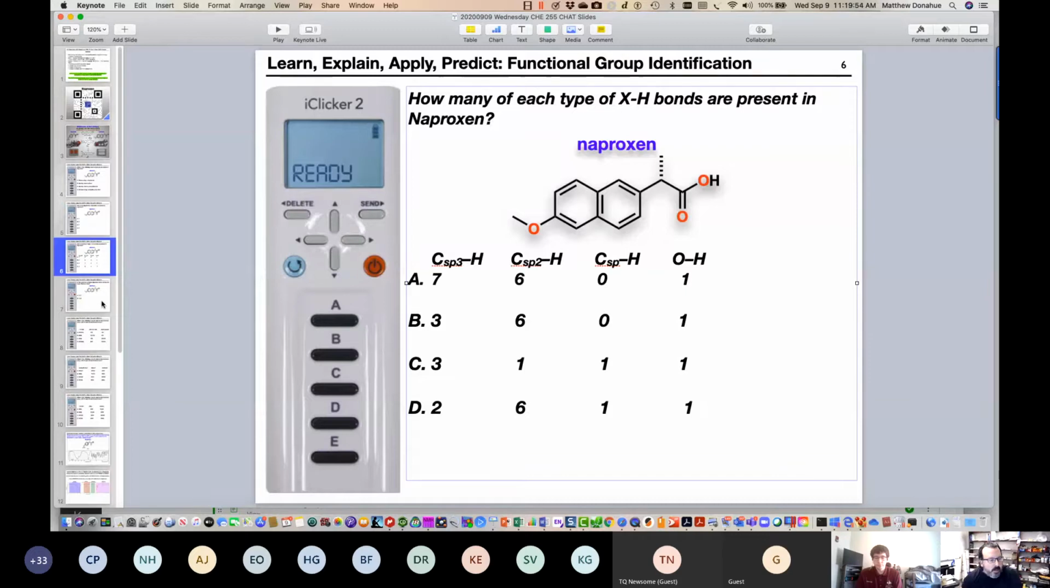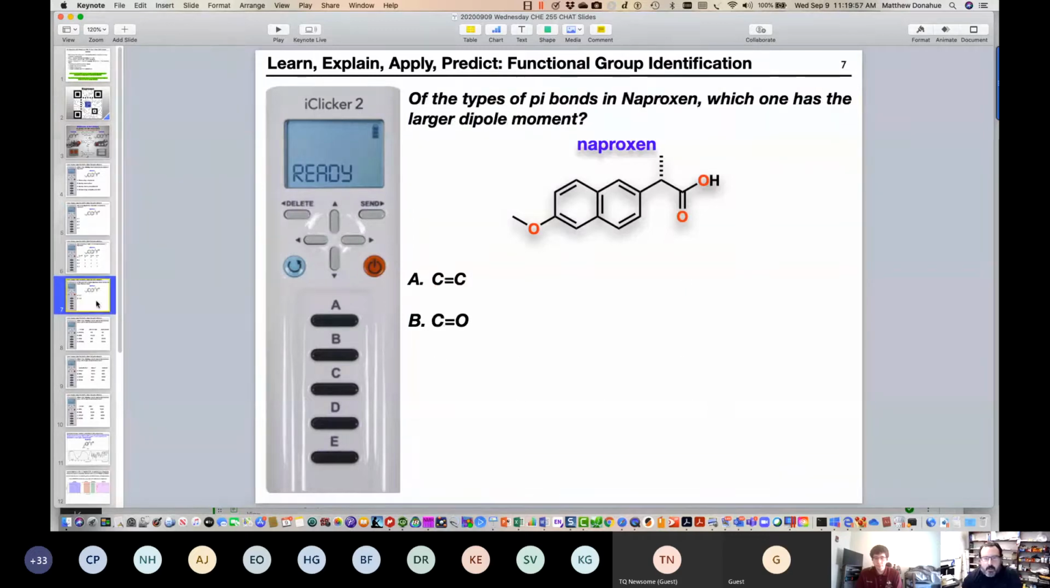So let's go on. We'll do one more question with naproxen here. So of the types of pi bonds in naproxen, which one has the larger dipole moment? So yeah, the correct answer is B as in boy, so the CO pi bond. So what is the reason for that? Why is the carbonyl group, as it's called, the CO pi bond, why does that have the larger dipole moment?